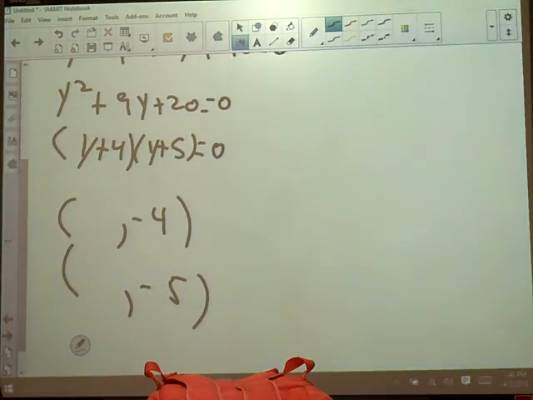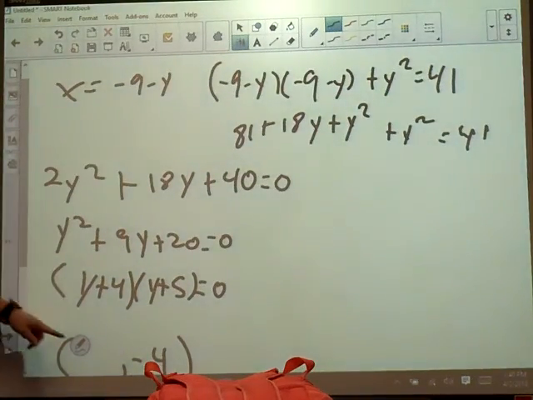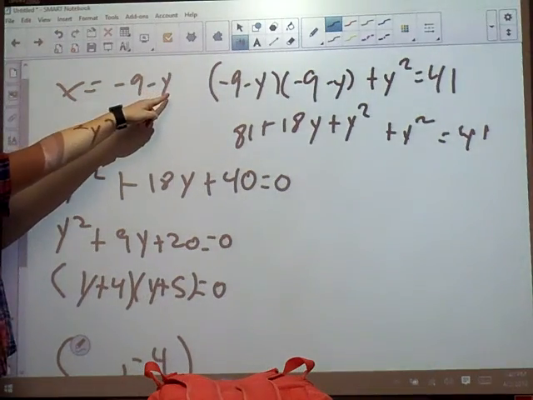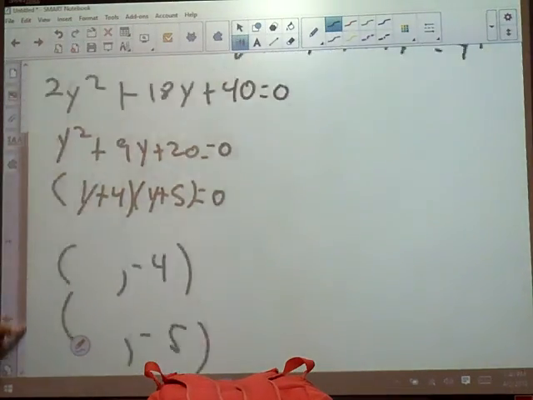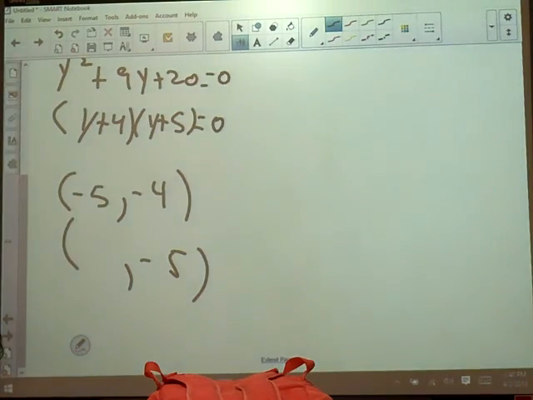To figure out which one it is, I'm going to plug those choices into the original one that I solved here. If I just take my first negative 4, negative 9 minus negative 4 is negative 5. So that tells me the answer is B.